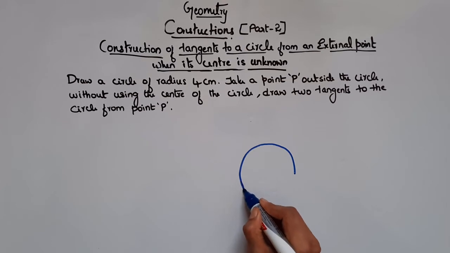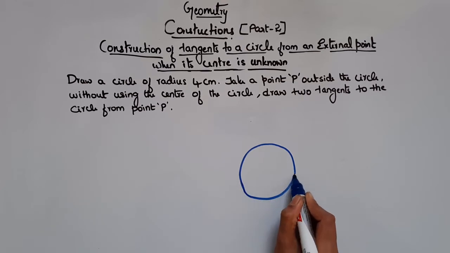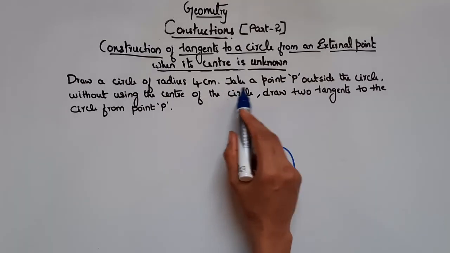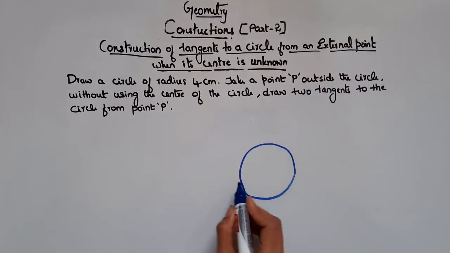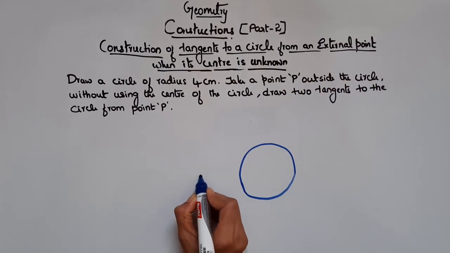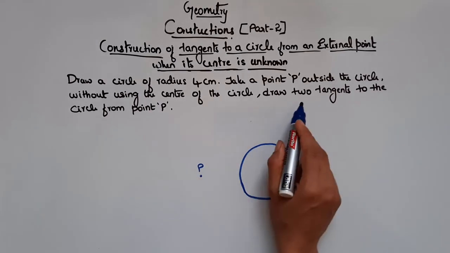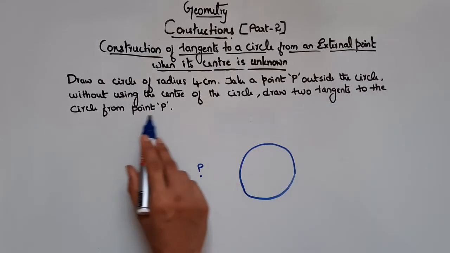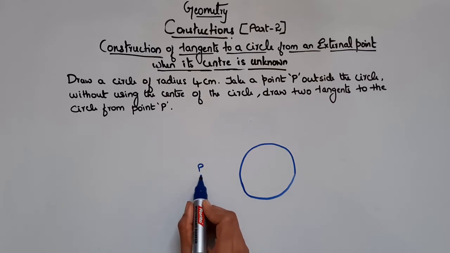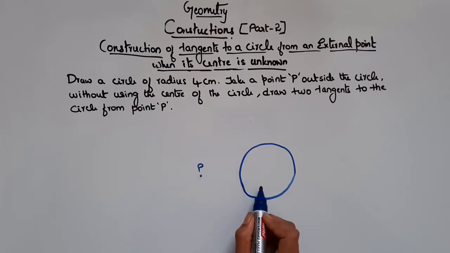Let's consider this circle with radius 4 cm. You have to take a point P outside the circle. Let's take any point P outside the circle. Let's say this point as P, which is outside the circle. So you have to draw two tangents to the circle from point P.